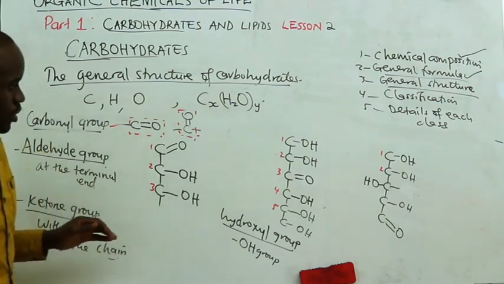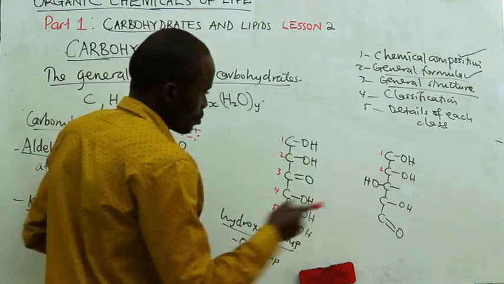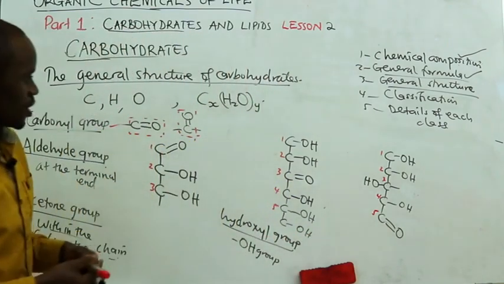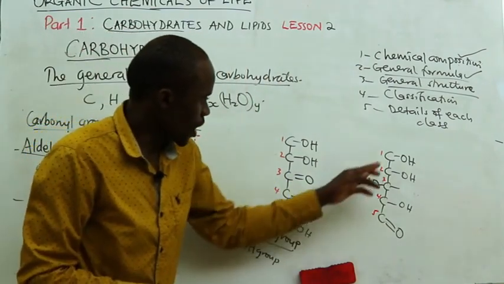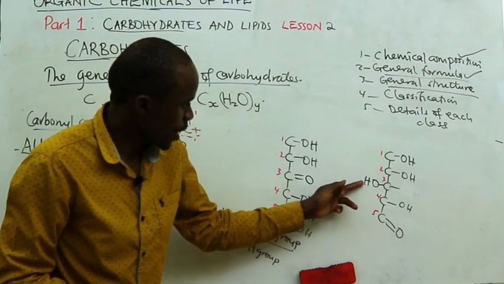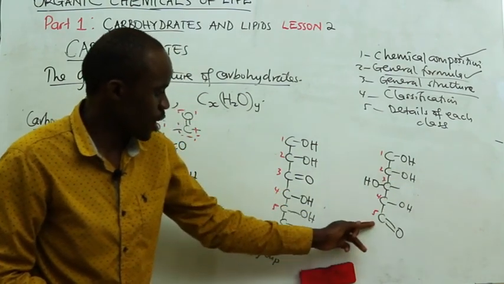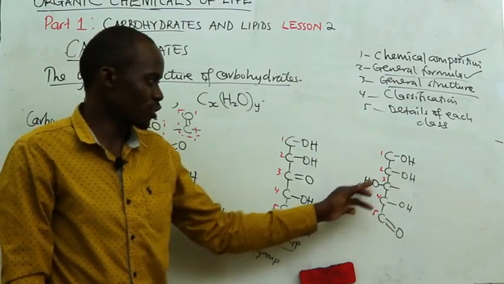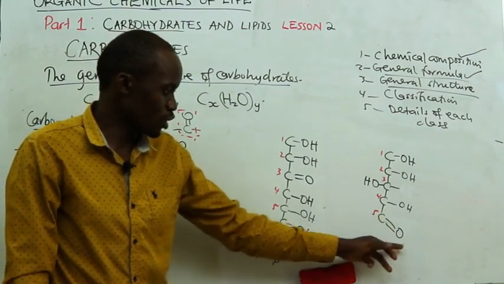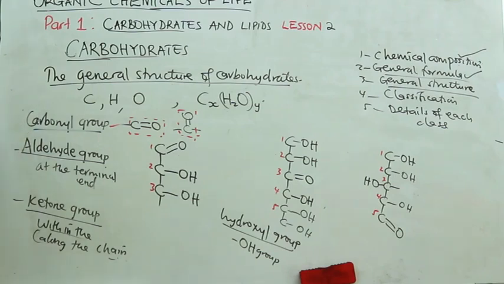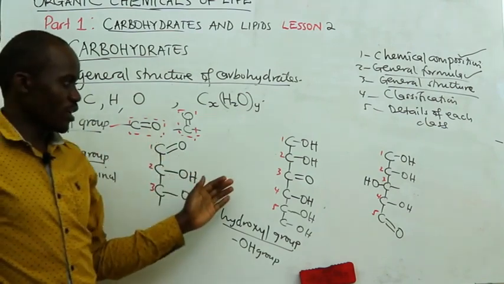So now, if you count here, 1, 2, 3, 4, 5, we can see that for this case, all carbon atoms 1, 2, 3, and 4 have OH groups attached to them, except carbon atom number 5. So that carbon atom number 5, which does not have the OH group attached to it, you make it have a double bond with oxygen, and that's how it forms the carbonyl group.